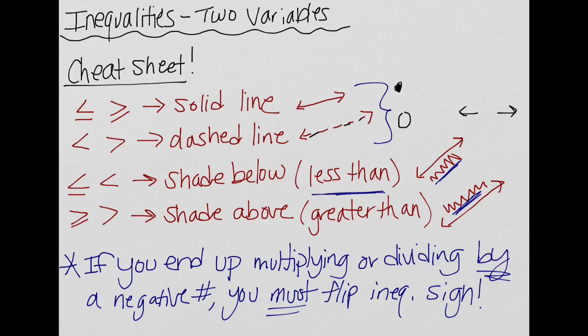So think common sense. Less than tends to make you think below, hopefully, so we're going to shade below the line. Greater than tends to make you think above, so we're going to shade above the line. Alright, and again on these, if you end up multiplying or dividing by a negative, you must flip your inequality sign, and that's going to be important here because I guarantee you're going to see it a few times.